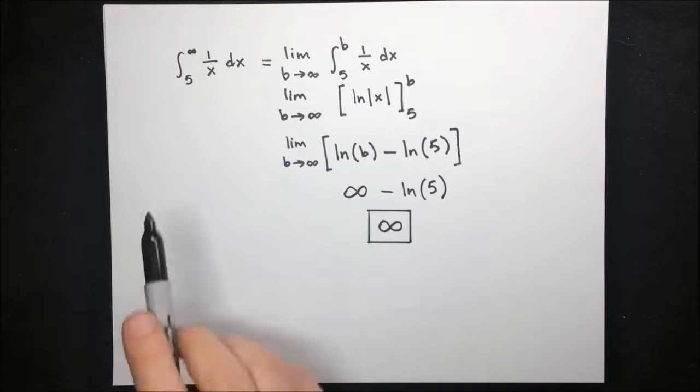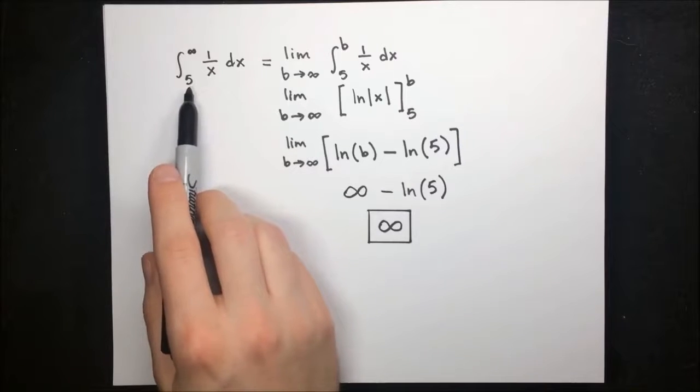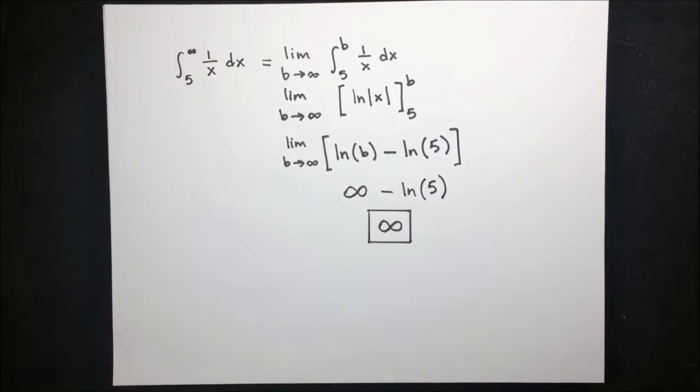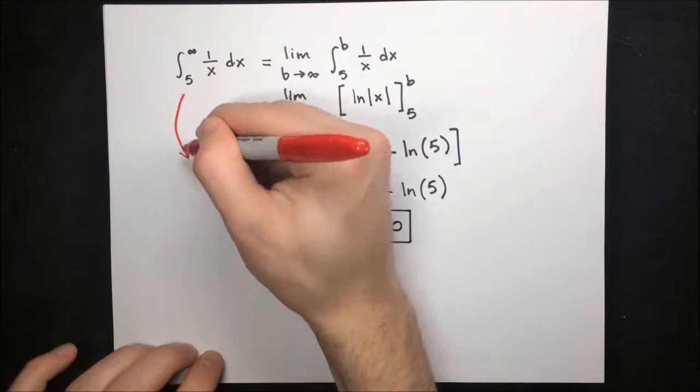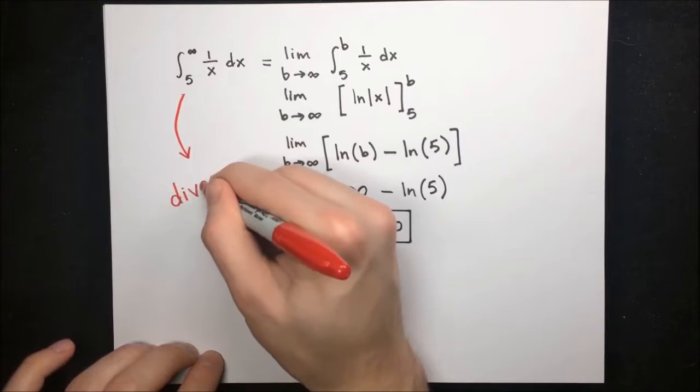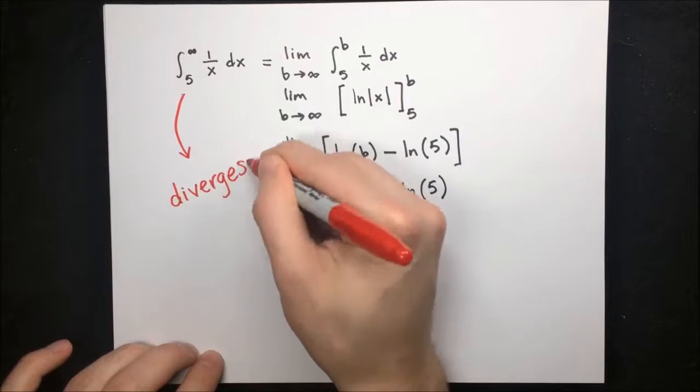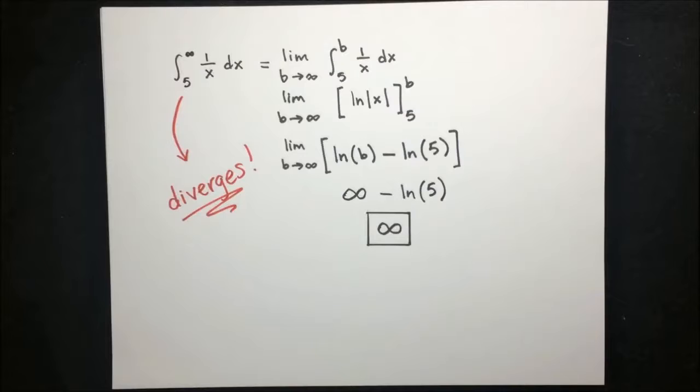The area under the curve 1 over x, where x goes from 5 to infinity, is truly infinite. And because of that, we say that the integral diverges. And in general, we say that an improper integral diverges whenever its limit doesn't exist. A limit going to infinity is a special case of a limit technically not existing, because there is no finite number which the limit approaches.